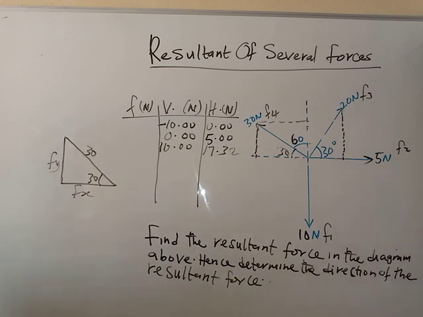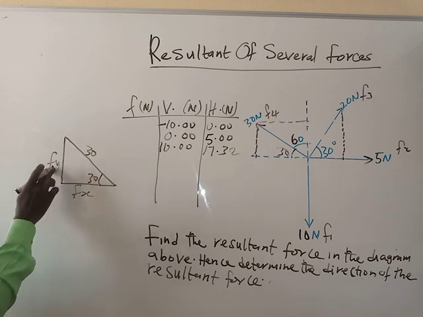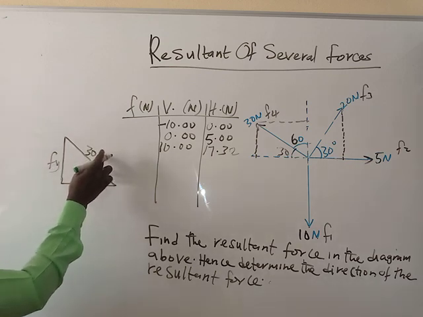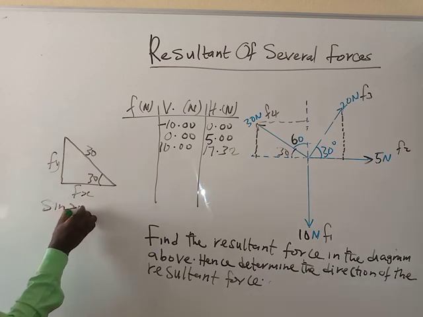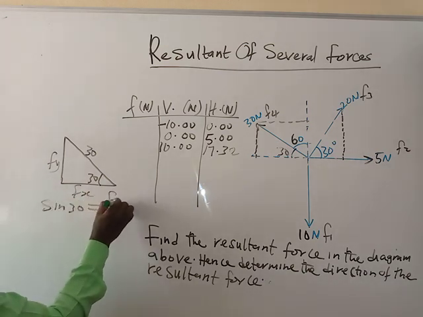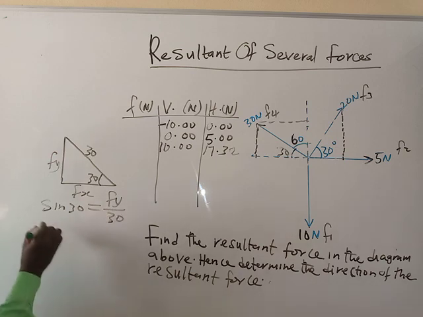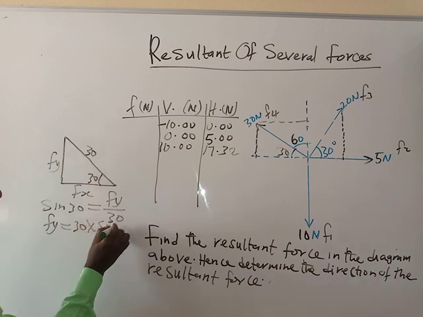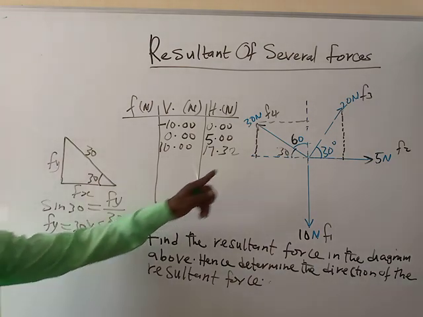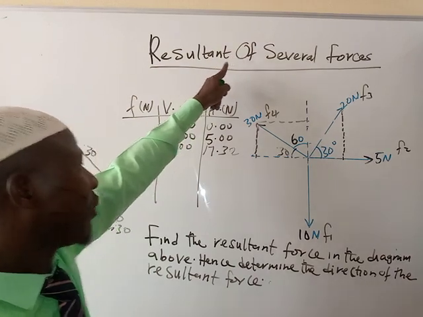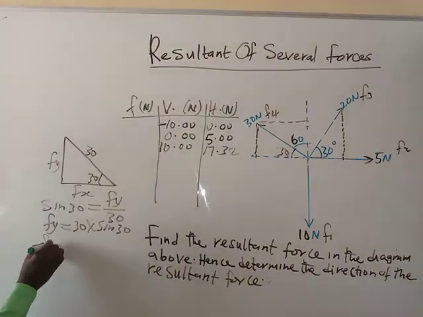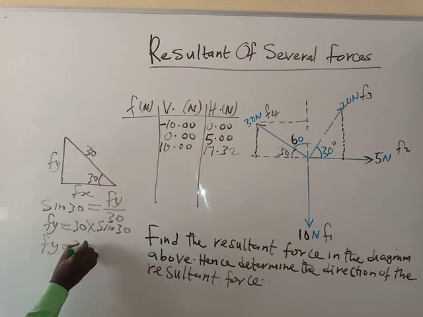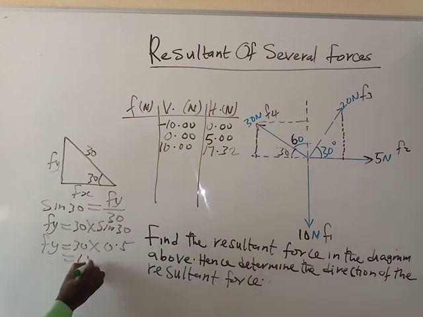You need Fx and we need Fy. To apply the same thing, to get the vertical component, use sine, opposite and hypotenuse. We have sine 30 is equal to opposite, that is Fy over 30. Therefore, Fy is equal to 30 multiplied by sine 30. And if you look at it very well, vertical is up, it's positive. So Fy is equal to 30 multiplied by sine 30, which is 0.5, which is equal to 15 Newton. So our vertical component is 15 Newton.